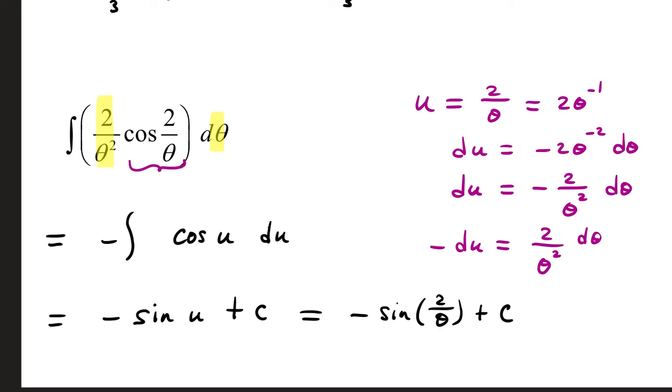Let's go back to the original problem. We have this part accounted for, that's cosine of u, but we also have to account for 2 over theta squared d theta. If you transfer the negative over, then you have exactly that, 2 over theta squared d theta, and that can be replaced with negative du. So the antiderivative of cosine u is sine u, don't forget your negative, plus c, and then change your u back to 2 over theta, and you have successfully found the antiderivative.